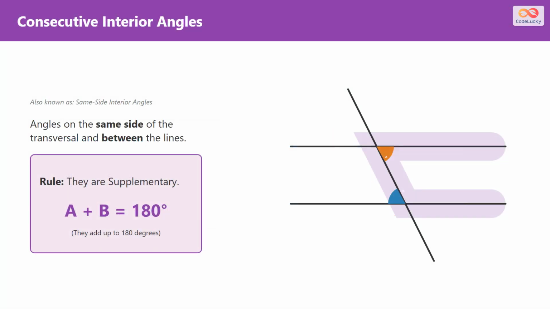This one is a bit different. Consecutive interior angles, also known as same-side interior angles, are on the same side of the transversal and inside the parallel lines. Unlike the previous pairs, these are not equal. Instead, they are supplementary, meaning they add up to 180 degrees.